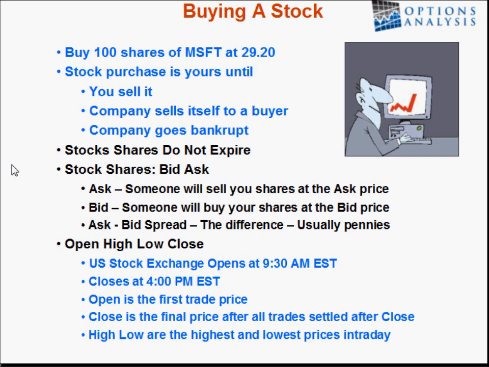Open is the first stock trade price. Close is the final price after all trades are settled, after the market closes. During the day, the highest price the stock goes to is called the high, and the lowest price the stock goes to is called the low. Those are intraday prices.